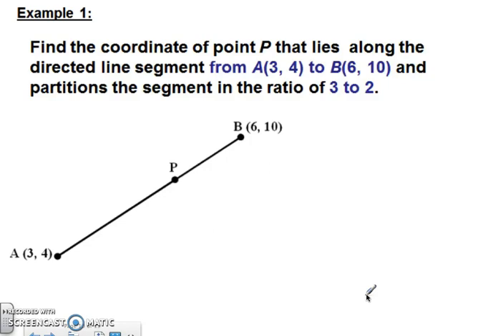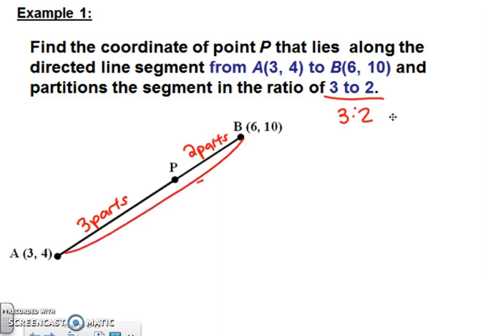So find the coordinate of point P that lies along the directed line segment from A to B. So notice this is my starting point and I'm going over here. That partitions the segment in the ratio of 3 to 2. So they gave me my ratio, 3 to 2. So what that means is this is 3 parts and this is 2 parts. Okay, so notice point P is closer to point B. So again, first thing I need to do is make them into fractions. So the whole thing would be 5, right? So this part is 3/5 of the way, and then this part is 2/5 of the way.